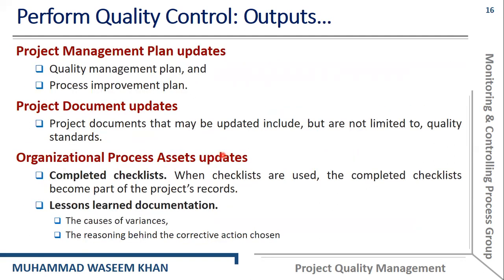Then we have some other outputs. You need to update the project management plan, especially the quality management plan and process improvement plan. You also need to update the project documents, especially the quality standards. And you need to update the organizational process assets, like the completed checklists and lessons learned from project quality management.